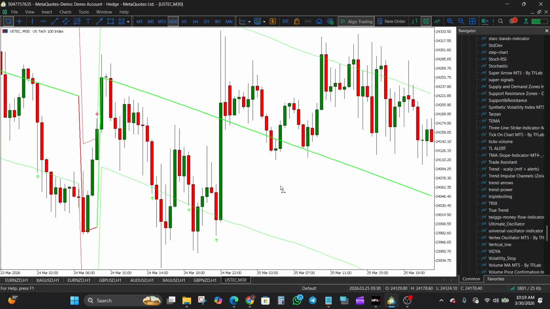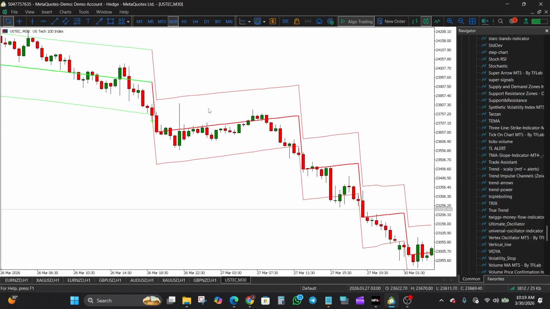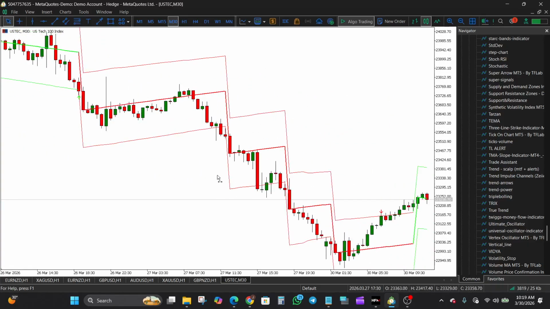On the other hand, when you notice the appearance of red channel lines, and then you notice the red downward arrow appear above the candlesticks, it is a sign to sell. But just like I said, always get your confirmations, because sometimes the indicator can give false signals.